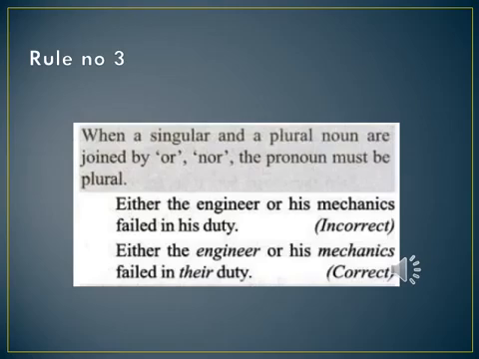Rule number 3 on spotting the errors. When a singular and a plural noun are joined by or, nor, the pronoun must be plural. So we have already seen when either or comes, we are referring to one of them. If one of the nouns is singular and another noun is plural, in that case we have to use a plural pronoun.